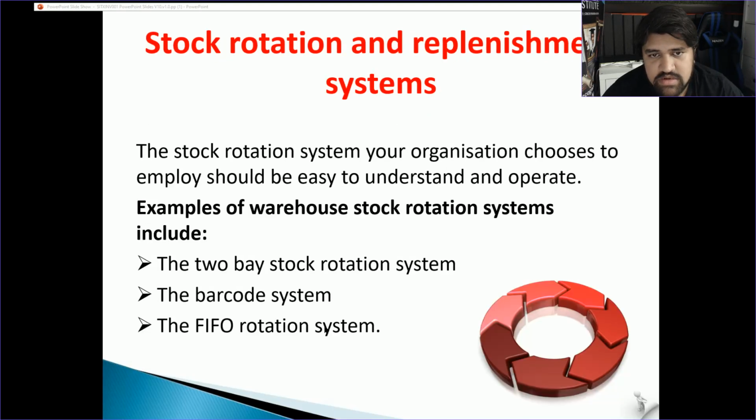So, stock rotation and replenishment systems. The stock rotation system the organization chooses to employ should be easy to understand and operate. Examples of warehouse stock rotation systems include the 2-bay stock rotation system, the barcode system, and the FIFO rotation system. First in, first out is really easy on a small basis. It's just a good concept to know, right? So it's easy when you think about it.